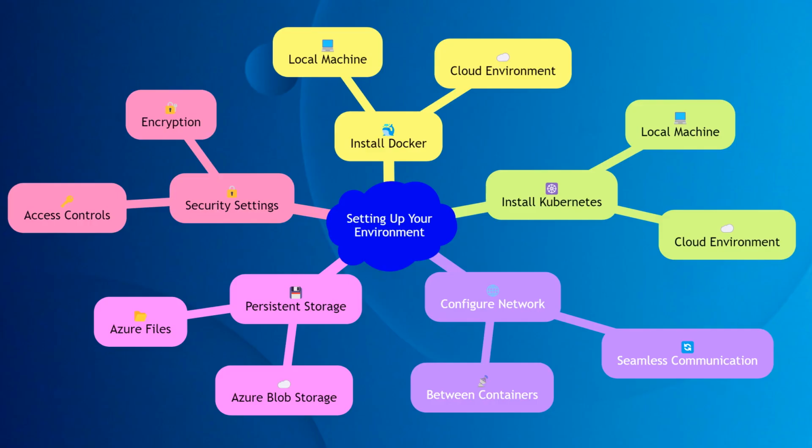Setting up your environment involves several key steps. Begin by installing Docker and Kubernetes on your local machine or cloud environment. Configure your network settings to ensure seamless communication between containers. Set up persistent storage solutions, such as Azure Blob Storage or Azure Files, to handle data persistence. Finally, configure security settings, including access controls and encryption, to protect your applications and data.